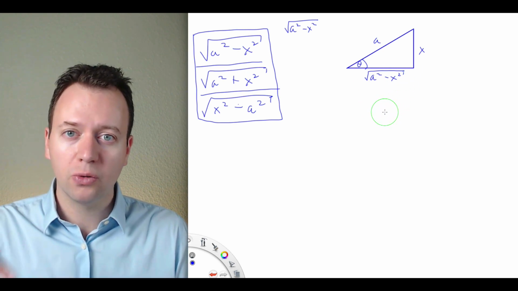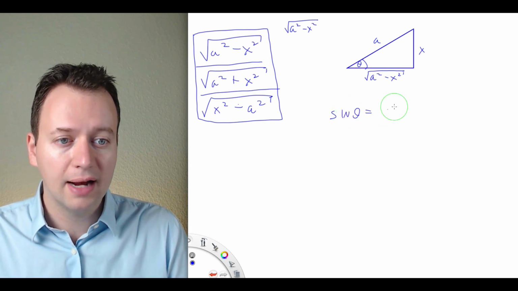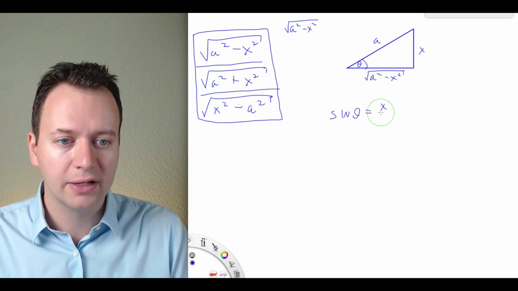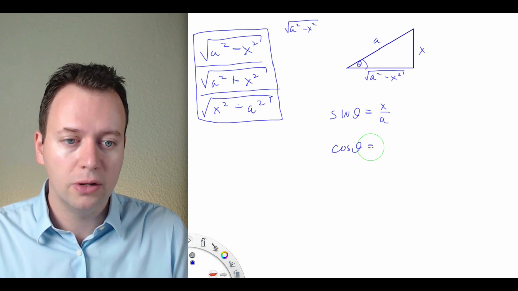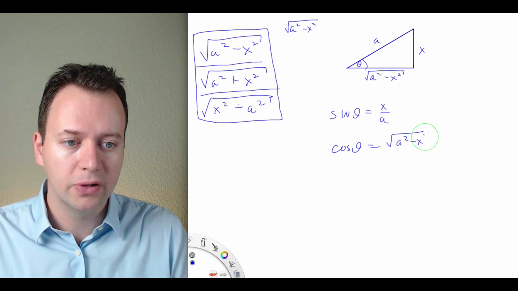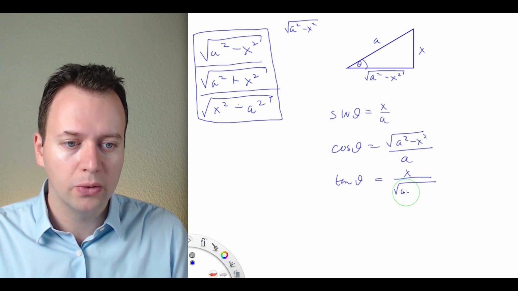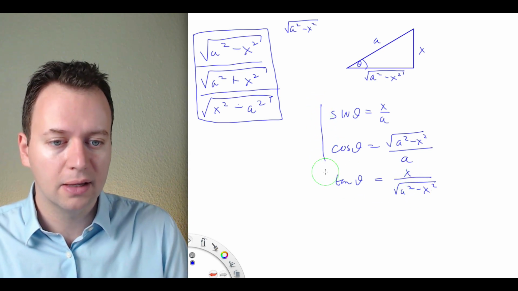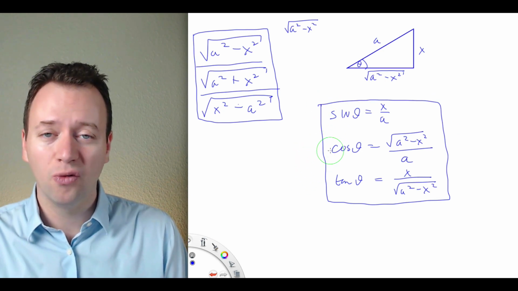Now if we go to our three basic trigonometric relations, sine of theta is equal to opposite over hypotenuse, so that's equal to x over a. Cosine of theta is equal to adjacent over hypotenuse, so that's the square root of a squared minus x squared over a. And tangent of theta will equal x over the square root of a squared minus x squared, which is opposite over adjacent. So these are our three main trig relationships, and these are basically the key to performing the substitution.